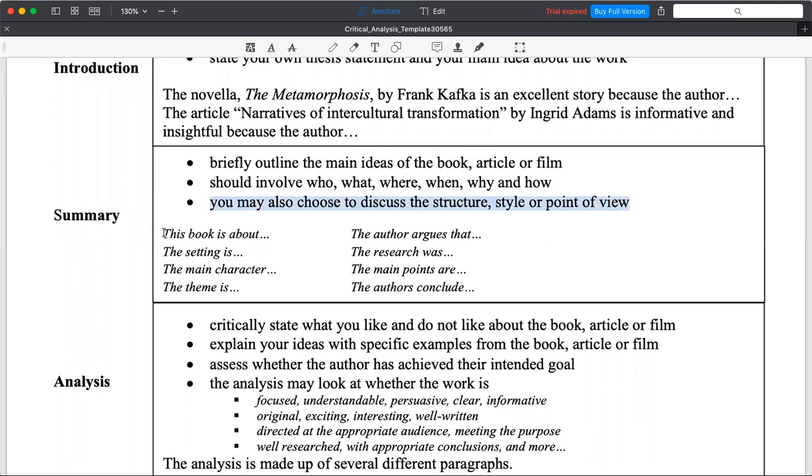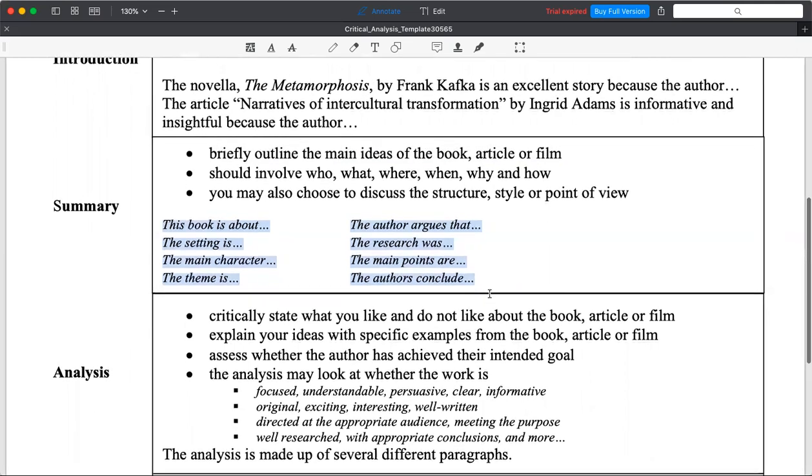I prepared something here for everyone: if you like, you can start your sentences in the summary part of your analysis by saying, this book is about, or the setting is, or the main character or the theme is, the author argues that, the research was. So you need to initiate these kinds of phrases, or however you organize it, but then clearly summarize and briefly outline the main ideas in the summary section.